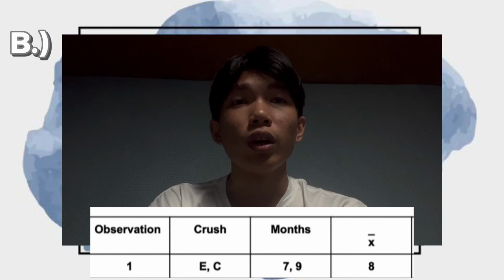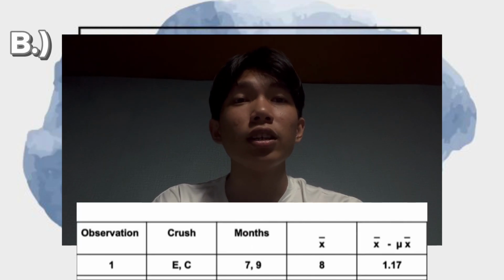For the sample mean, we just need to add the months and divide it by 2. For example, observation 1, we have Eloise and Charlotte. Their months are 7 and 9. We just add and divide it by 2 and do the same for the rest and total it, so our answer should be 102.5.